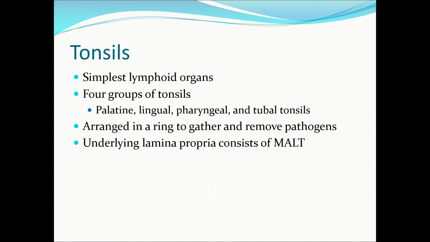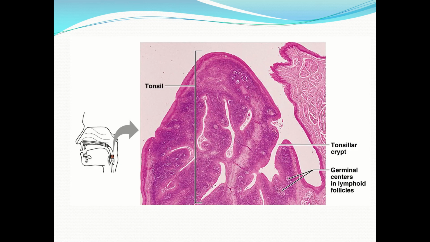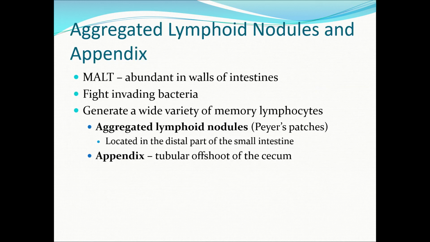Tonsils are the simplest lymphoid organs. There are 4 groups of tonsils: palatine, lingual, pharyngeal, and tubal tonsils. Tonsils are arranged in a ring to gather and remove pathogens. The underlying lamina propria, or connective tissue, consists of MALT. This is an illustration of a tonsil, and these crypts are going to trap bacteria. And sometimes tonsils can get full and tonsilloliths can form, which are tonsil stones.